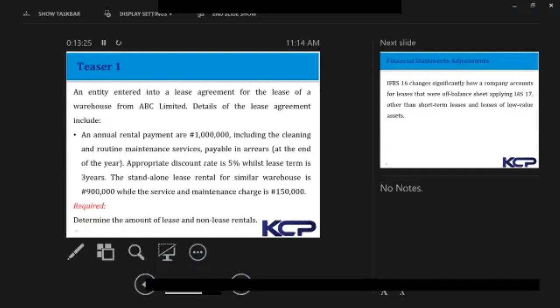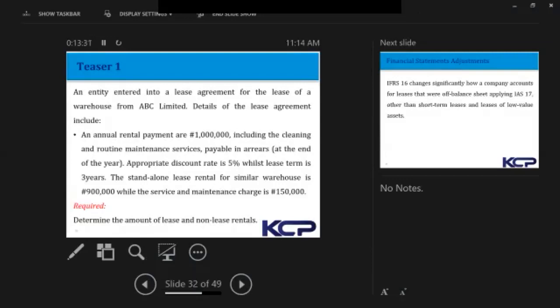An entity entered into a lease agreement for a lease of a warehouse from ABC Limited. Details of the lease agreement include: 1. An annual rental payment of 1 million naira, including the cleaning and routine maintenance services, payable in arrears at the end of the year. The appropriate discount rate is 5%, while the lease term is 3 years.